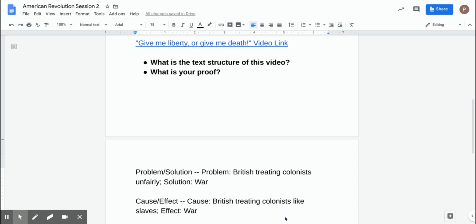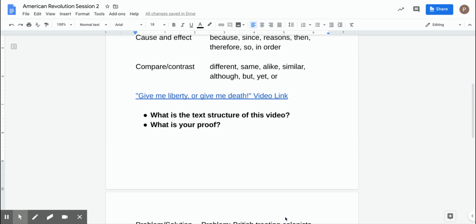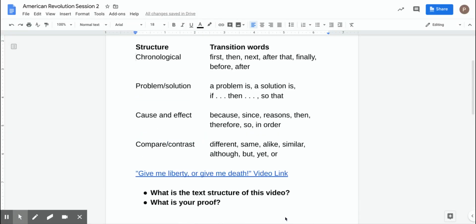So I think the two best text structures are problem solution and cause and effect, but I think chronological would work as well. So as you're researching and trying to find a topic for your American Revolution presentation that you'll be doing, try to think about the text structure and how it is organized. Remember that it can be chronological, time order, problem solution, cause and effect, or compare and contrast.